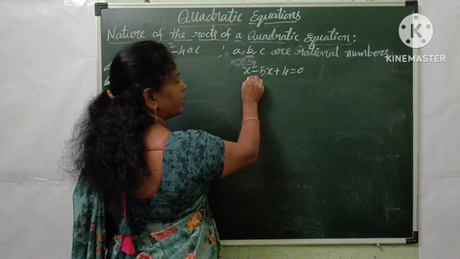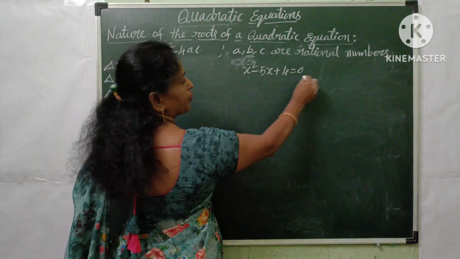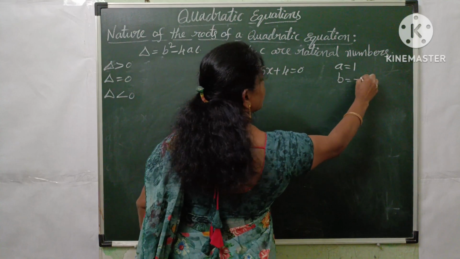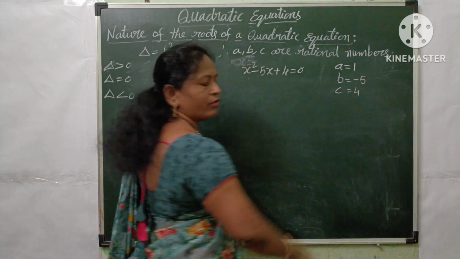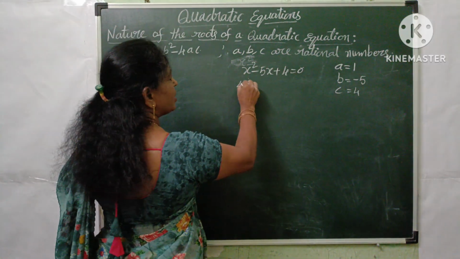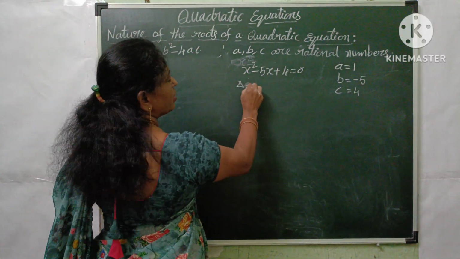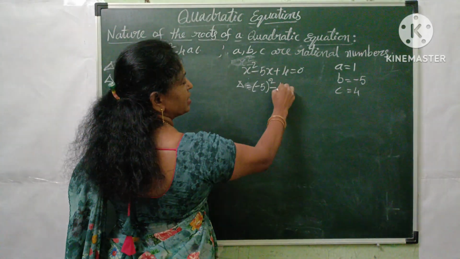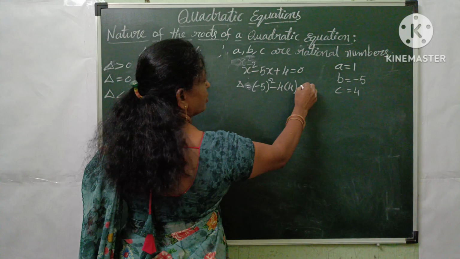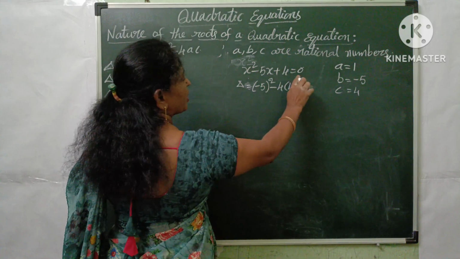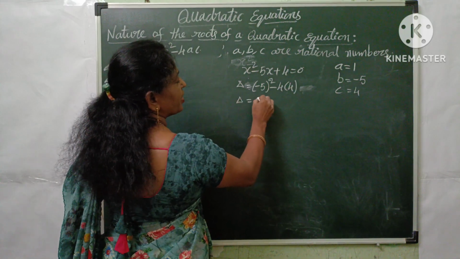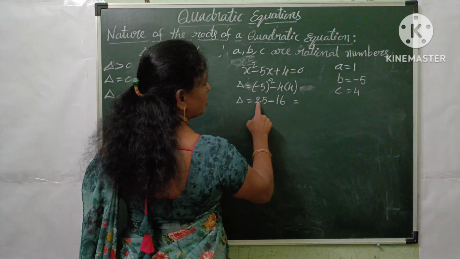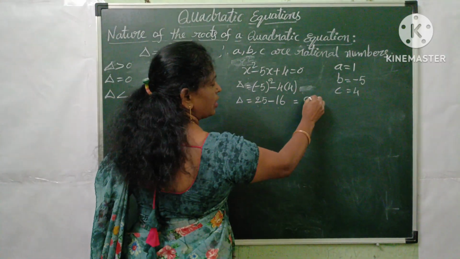So this is the quadratic equation. In the quadratic equation, a equal to x square coefficient 1, b equal to x coefficient minus 5, c is the constant term 4. Now, delta equal to b square minus 4ac. b square means minus 5 whole square minus 4 into 4. 5 5s are 25 and minus 4 4s are 16, equal to 25 minus 16, 9.